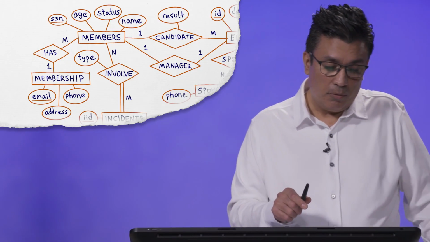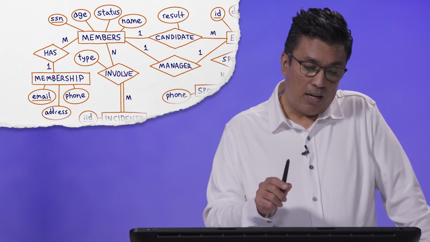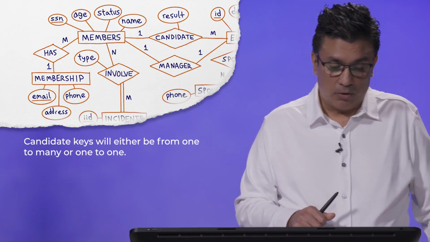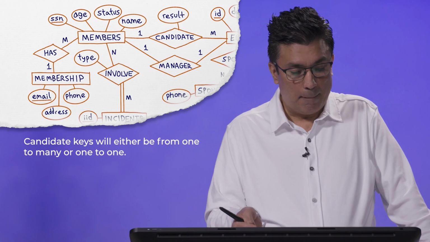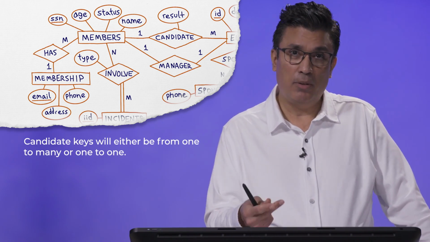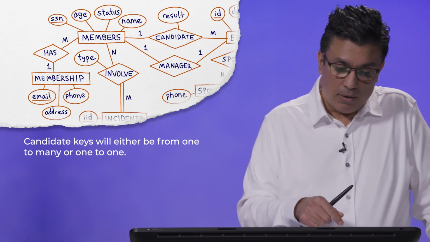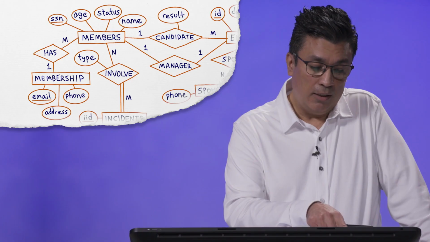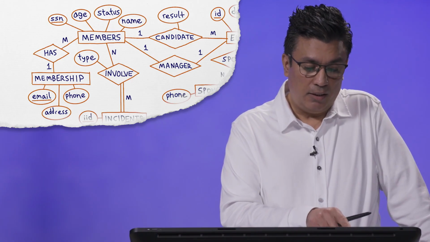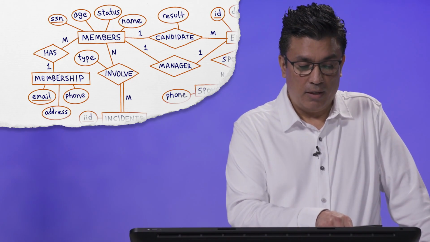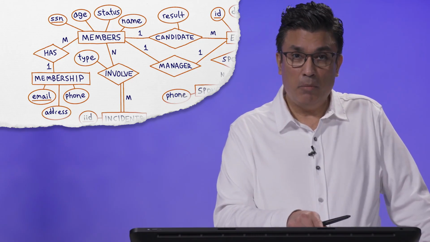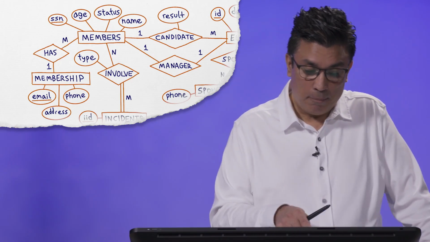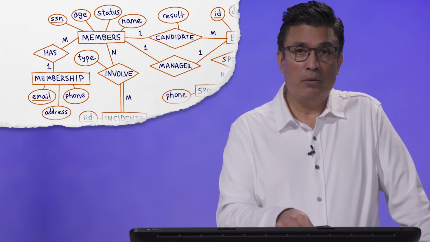The candidate keys will be the ones that come from either a one-to-many or one-to-one relationship. If I take the many side, the many is the one that is going to send me the candidate key. Looking at the diagram, from membership I see a one-to-many. That means I'm getting a candidate key from membership. Now, the involve relationship is a many-to-many. No candidate key from there. Manager, I see a one-to-one.